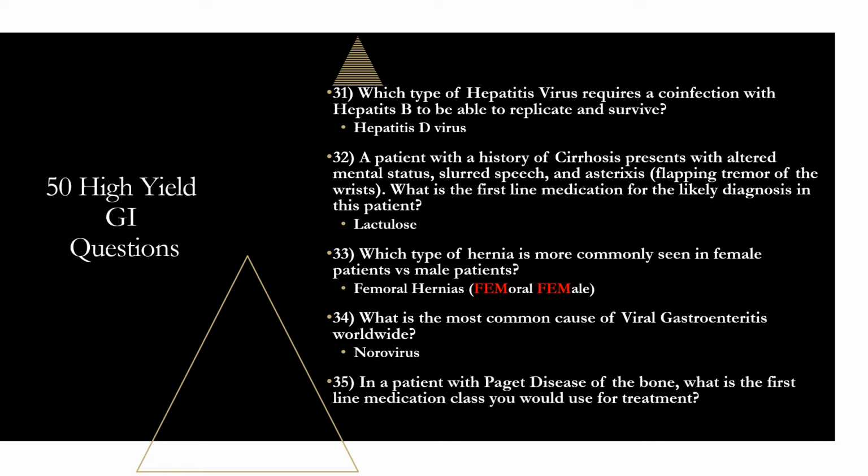Question 35, in a patient with Paget's disease of the bone, remember specifically of the bone, you can have Paget's disease of the breast, obviously look at what they're talking about. What is the first line medication class you would use for treatment? So Paget's disease of the bone, you're going to use bisphosphonates, alendronate, zoledronic acid. Zoledronic acid is actually going to be most commonly used of all of the bisphosphonates, generally the first one used in this class. And these medications normalize the increased osteoclastic activity seen in Paget's disease.